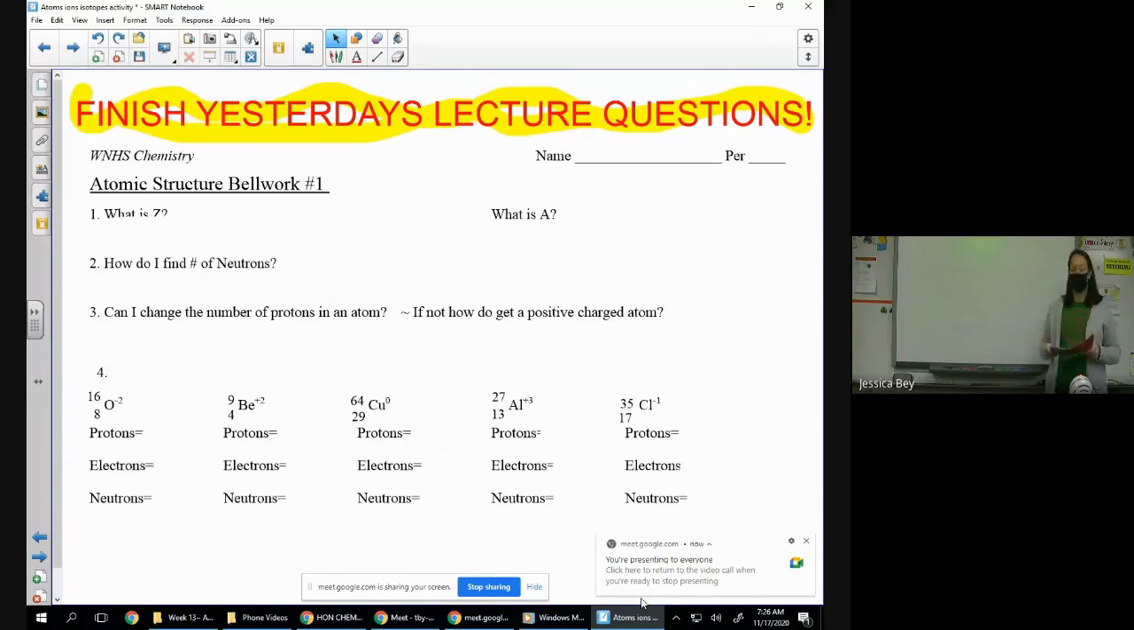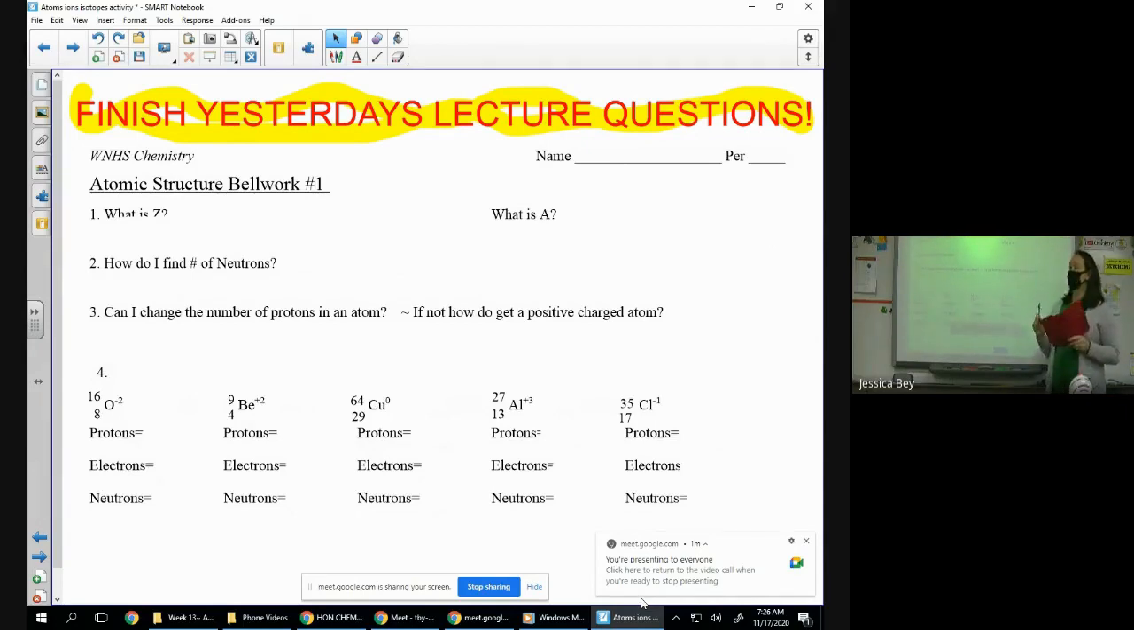All right, so today we are going to start an activity that we will finish tomorrow. And we modified it so everybody at home can also partake in this fun. The first thing we are going to start with is atomic structure bell work number 1. So if you want to have your notes out, you can.